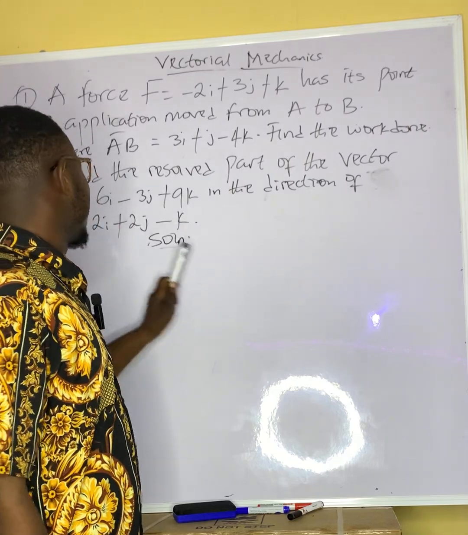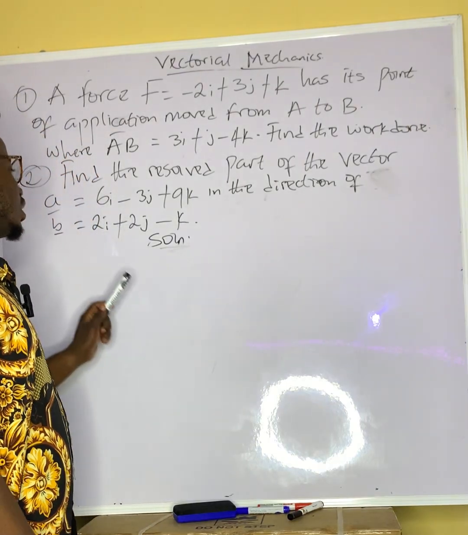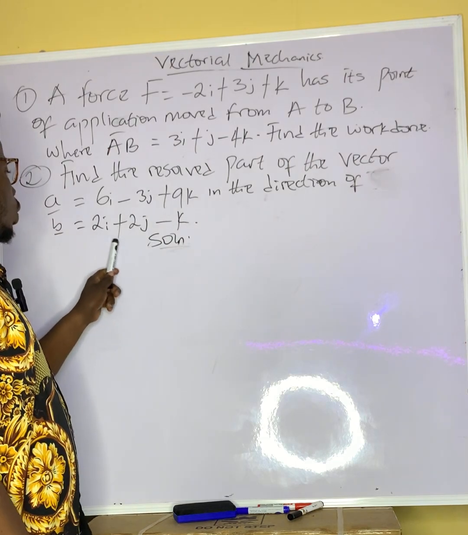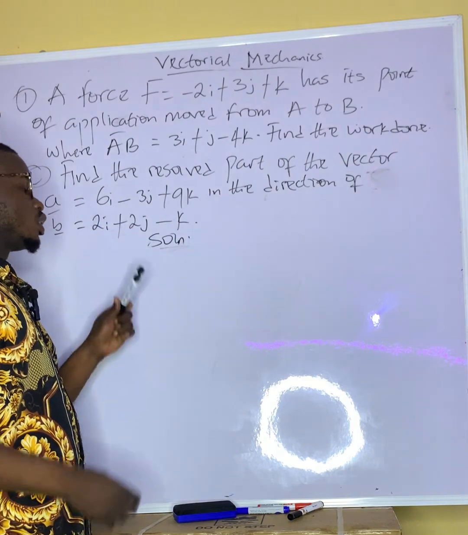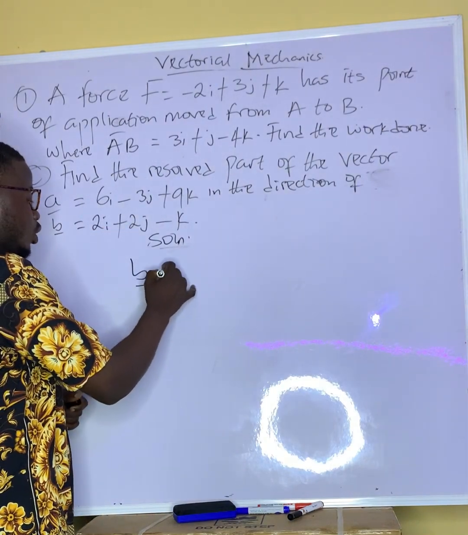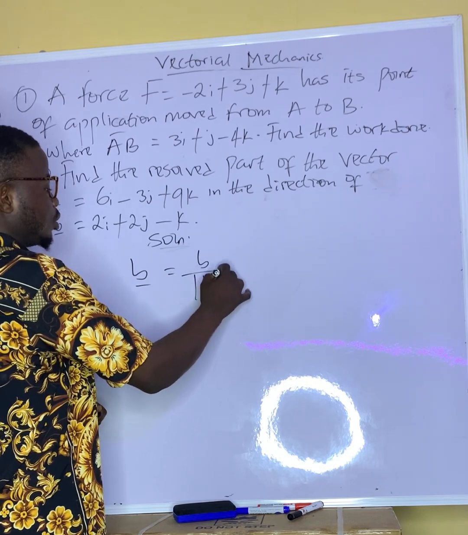Find the resultant part of the vector A equals 6i minus 3j plus 9k in the direction of vector B equals 2i plus 2j minus k. So now to find the resultant part of vector A in the direction of vector B, that will be equal to B over the magnitude of vector B.